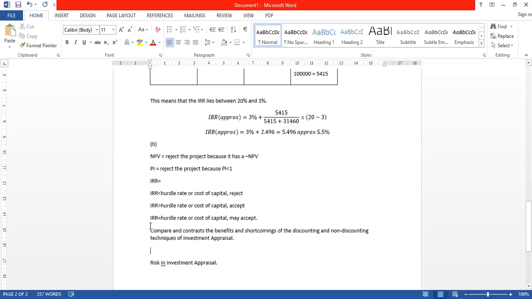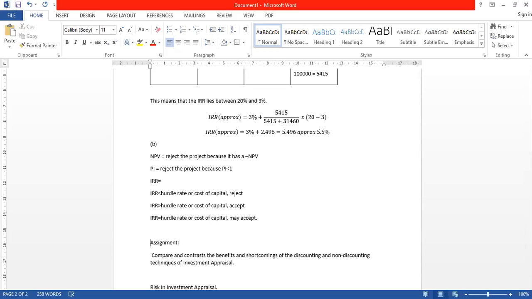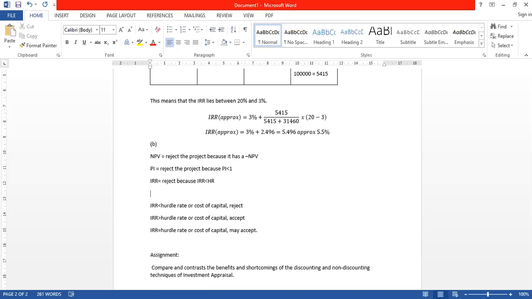So based on these criteria that we have enunciated, tell me, are we going to accept or reject the project using IRR? What's the decision? We reject the project. So for IRR, we also would reject. Reason: because IRR is less than the hurdle rate. Does it make sense? Yes, sir.